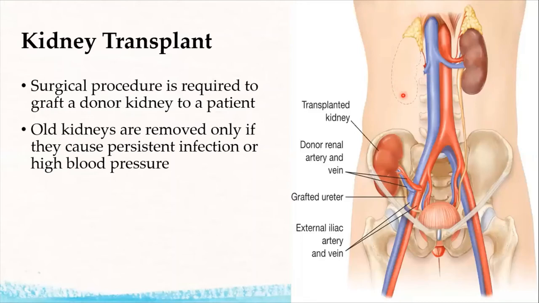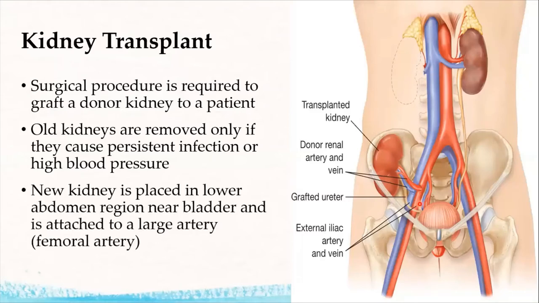Removal of one kidney is enough. It is removed from the body, these blood vessels are sealed up from here, and a new kidney is placed in the lower abdominal region near the bladder. This is the urinary bladder, and the new kidney is attached to a large artery known as the femoral artery, which supplies blood to the lower limbs. These parts are taken from the donor, and this ureter is also the grafted one taken from the donor.